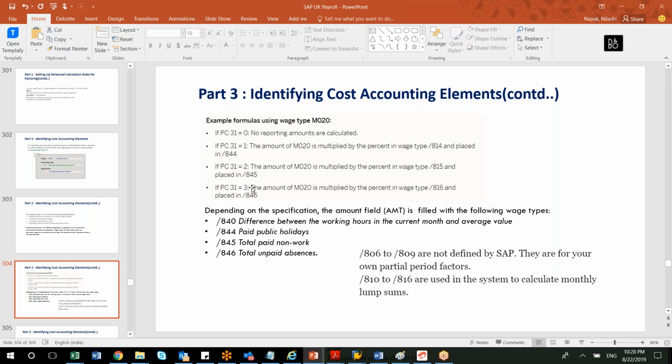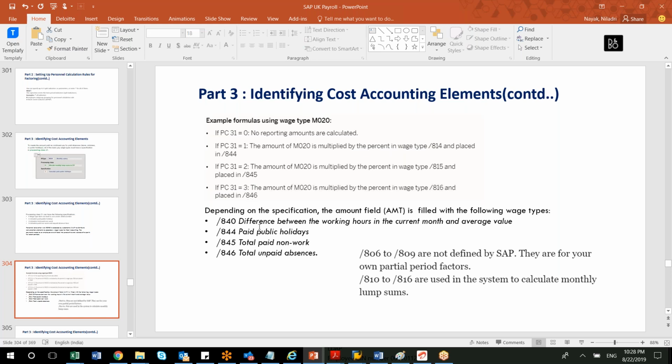Other than understanding the concept, you just change the processing class 31 from 0, then make it 1, and take a screenshot of the payroll log on those specific values, slash 844 or slash 814, and see what value is coming. Similarly, change processing class 31 to 2 and repeat the same thing, and similarly for 3. So you do all the changes and then automatically you will be able to understand.